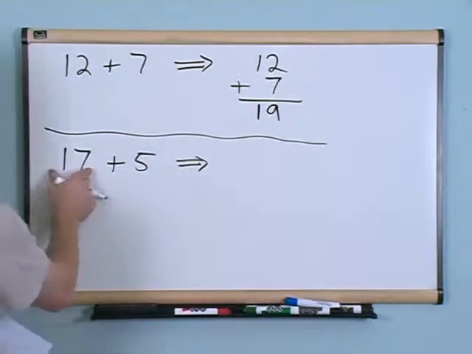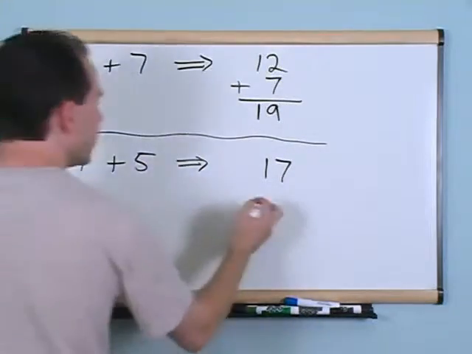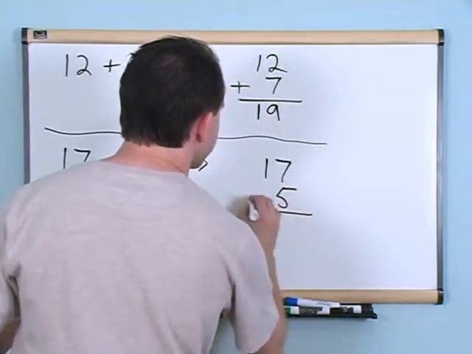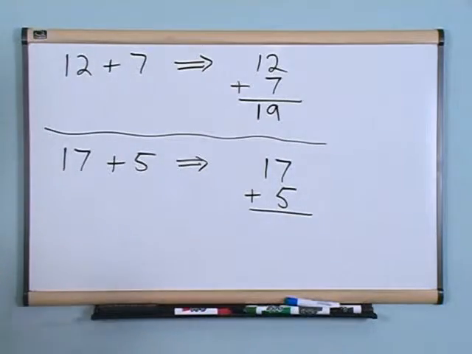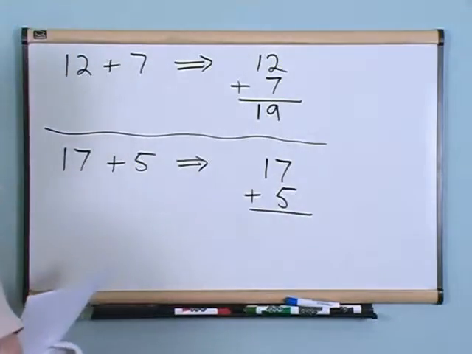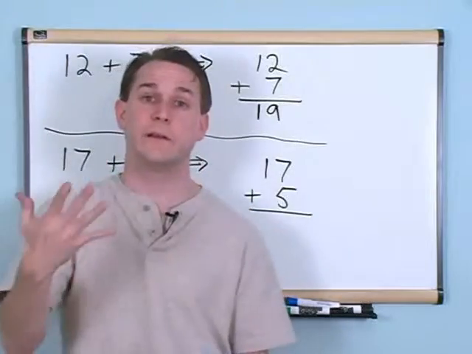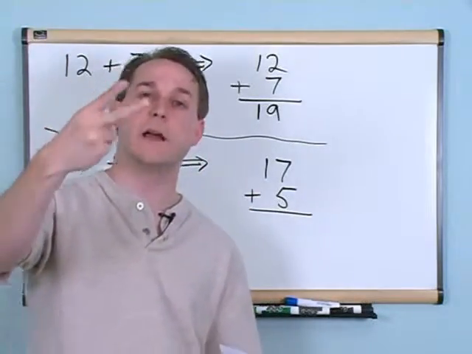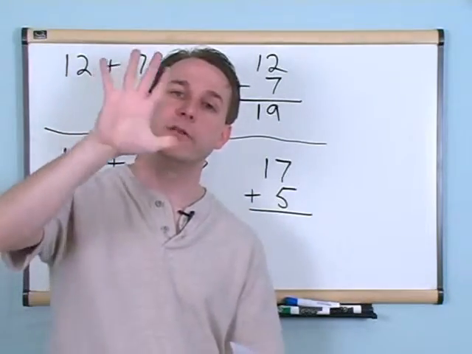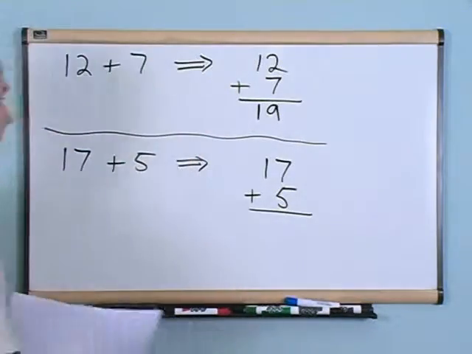Write the big number on top first, 17, okay, and the small number on the bottom. We're doing everything exactly the same as before, okay? Now, let's go ahead and work in the right-hand column first. 7 plus 5, what does that equal to? You can use your fingers, okay? 7 plus 5, 7. Let's continue. 8, 9, 10, 11, 12. So 7 plus 5 gives me 12.